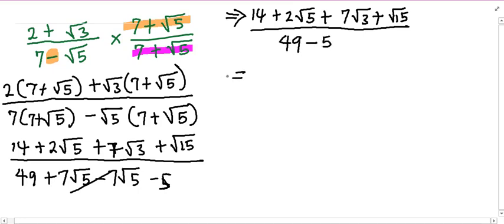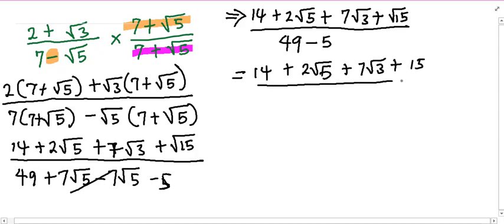Now I want you to note something. Whenever you are solving surds and you have a whole lot of numbers, if there are two numbers like these, they must cancel out. So we have 14 plus 2 root 5 plus 7 root 3 plus root 15 all over 44, right?